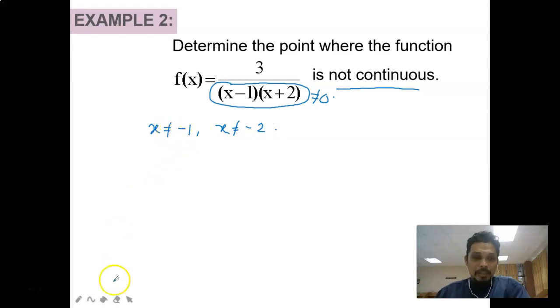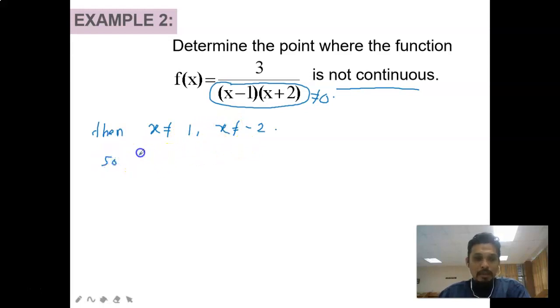Oh, sorry, this one should be 1 here. Okay, x minus 1 equal to 0, then x equal to 1. x plus 2 equal to 0, then x equal to negative 2. So x cannot be equal to 1 and x cannot be equal to negative 2. Okay, the function denominator cannot be equal to 0, then x cannot be equal to 1, x cannot be equal to negative 2.